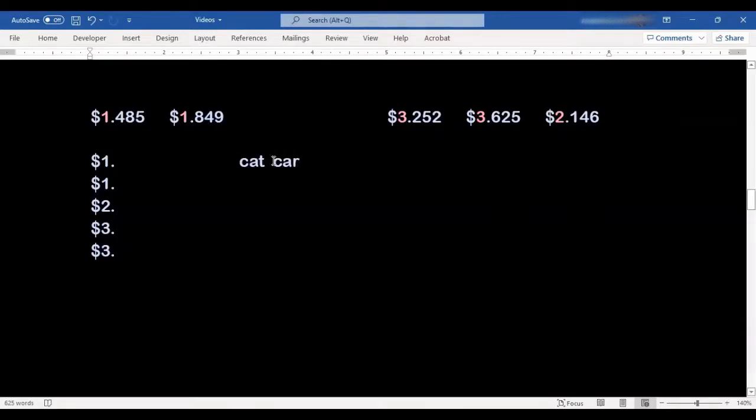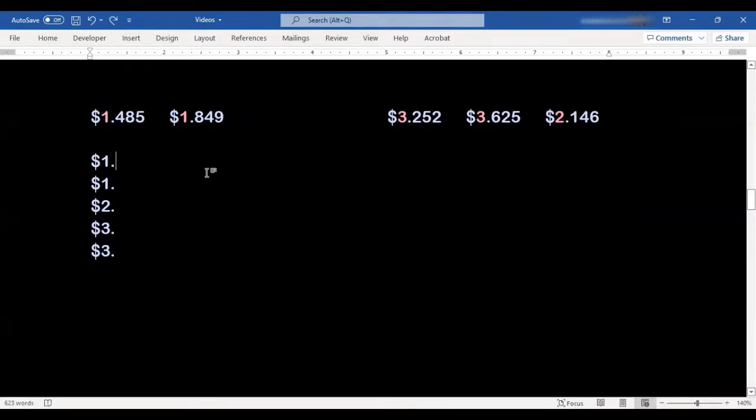The first letter is both C. So to alphabetize these, I go to the next letter. So in this case, the next letter is both A. So I'll go to the third letter. And then here I have T and then R. So because R comes earlier in the alphabet, car is going to be first alphabetically, and then cat will be second. The same idea is true when we're comparing decimal numbers.